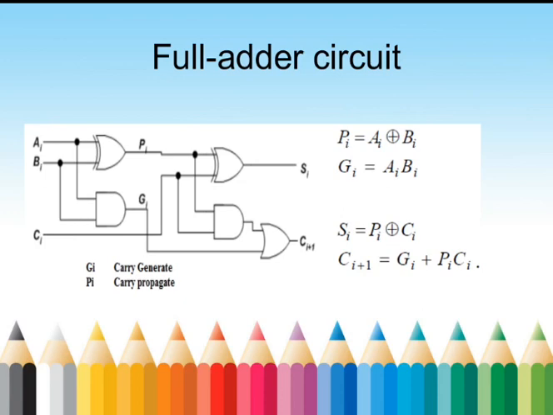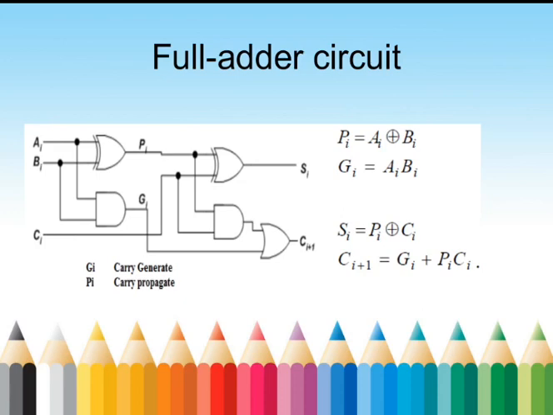From the logic diagram we may observe that Pi can be expressed as Ai XOR Bi. In the same way, Gi can be expressed as Ai AND Bi. Similarly, Si can be expressed as Pi XOR Ci. The total carry output Ci plus 1 is expressed as Gi plus Pi into Ci.